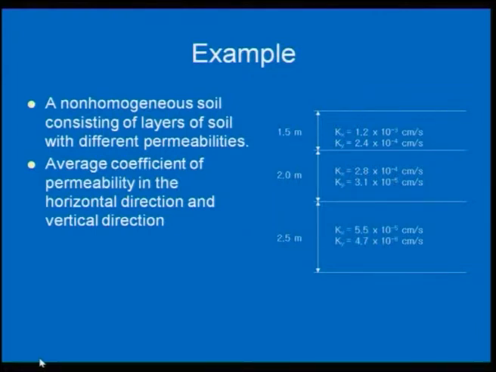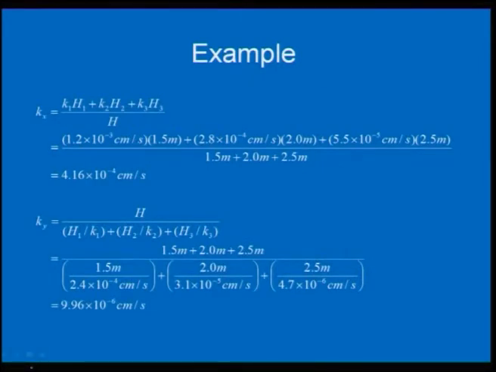So, for each layer, by means of a laboratory test, you get Kx and Ky as 10 to the power minus 3 and 10 to the power minus 4 cm per second. For layer 1 its height is 1.5 meter. Similarly, for layer 2 its height is 2.0 meter, and layer 3 it is 2.5 meter. With the help of layer 1, layer 2, layer 3, you can find Kx and Ky by using this formula.